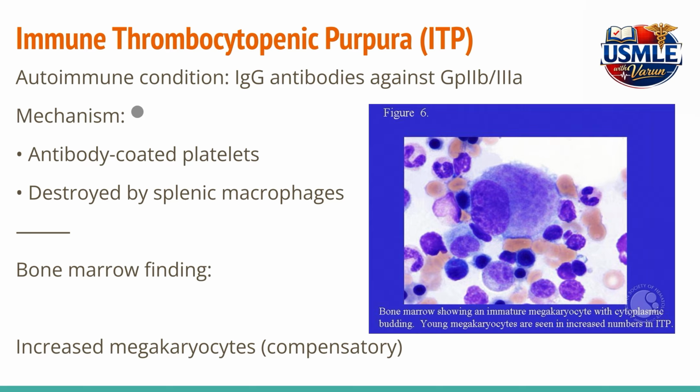Immune thrombocytopenic purpura is an autoimmune condition. Whenever there are IgG antibodies which target the GP2B3A receptors on the platelets, these antibody-coated platelets are then destroyed by splenic macrophages. So in response, the bone marrow increases the platelet production. So you see increased megakaryocytes, just like whenever there's increased red blood cell production, you find a large quantity of reticulocytes in the bloodstream. Whenever there's compensatory platelet production, we see increased megakaryocytes.